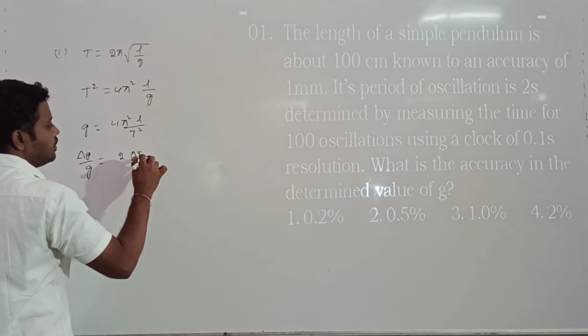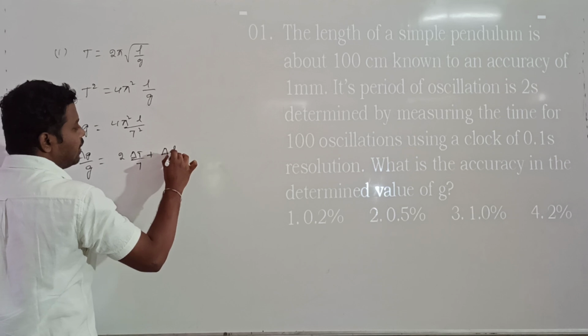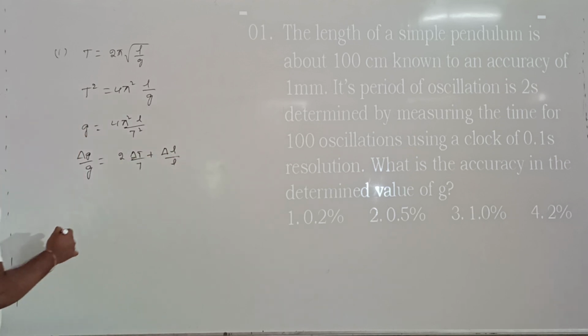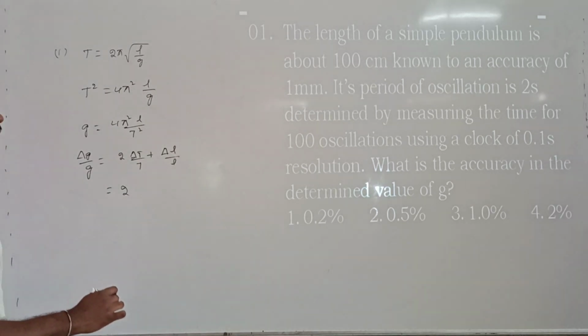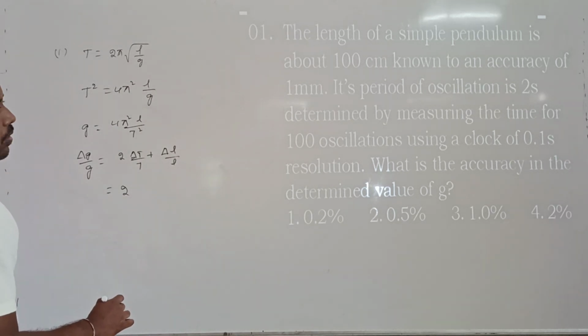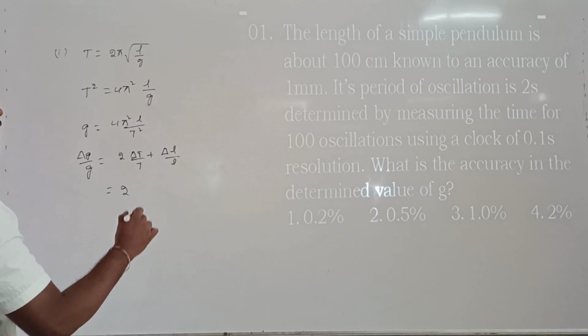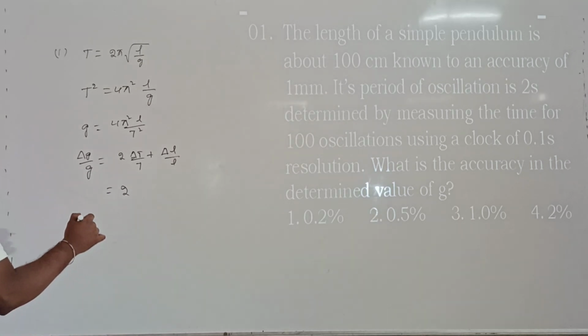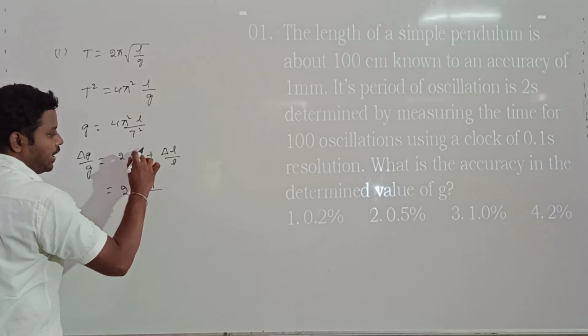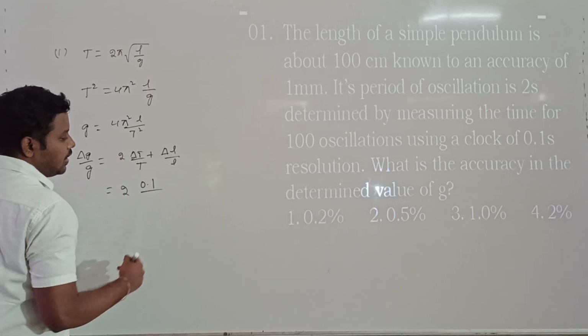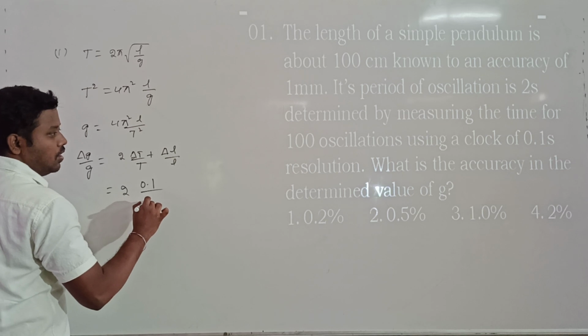plus delta L by L. Error approximation method formula. Then 2 into, so what is delta T? Delta T divided by T value will be equal to, so what I am given is the accuracy in the time resolution value, that is 0.1. 0.1 divided by what is the total time taken for all oscillations? 100 oscillations, each time period value 2 seconds.